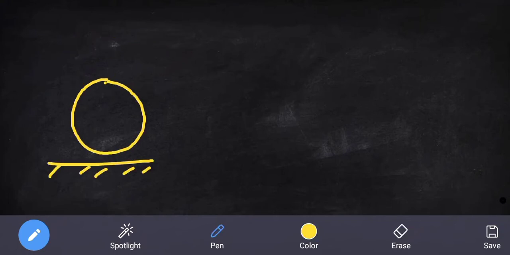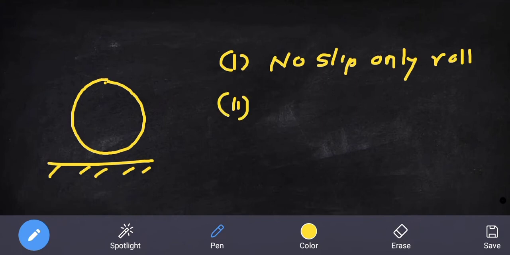Here are two key terms. First, no slip, only roll. Second, velocity of a point with respect to Earth. These two are the key points of this question. Here we go into the explanation.